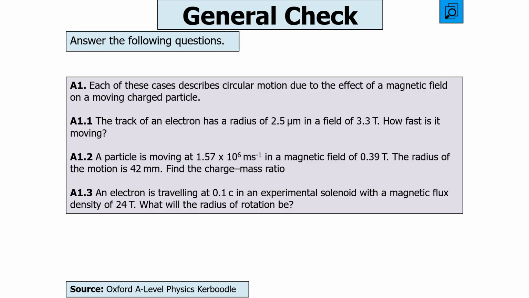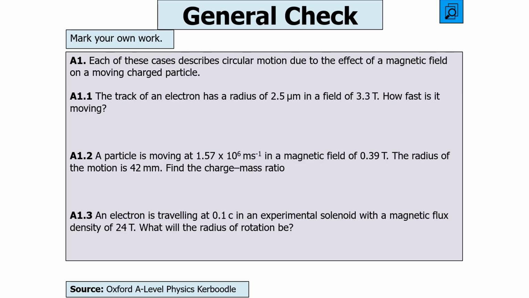Second question, a particle is moving at 1.57 times 10 to the 6 meters per second in a magnetic field of 0.39 teslas. The radius of the motion is 42 millimeters. Find the charge to mass ratio. Then an electron is travelling at 0.1 c in an experimental solenoid with a magnetic flux density of 24 teslas. What will the radius of rotation be? Pause the video now, then unpause the video when you want to go through your answer.